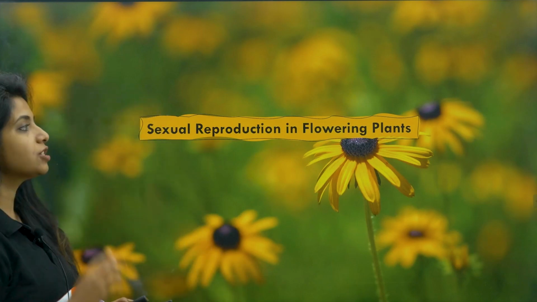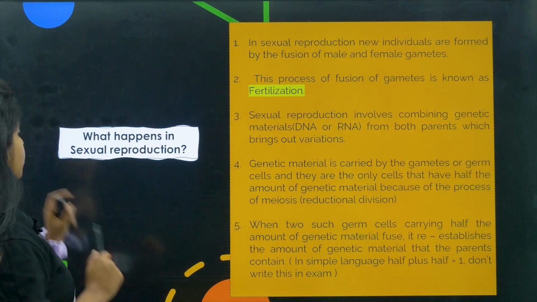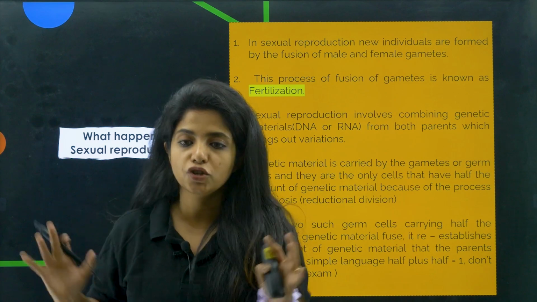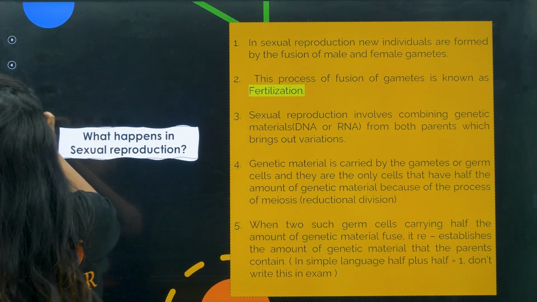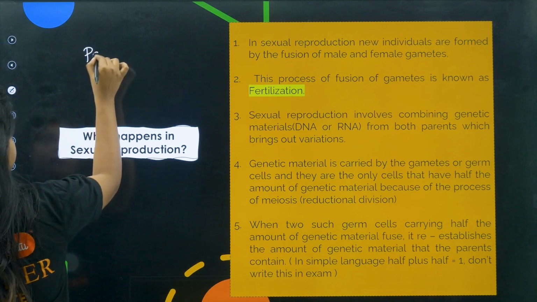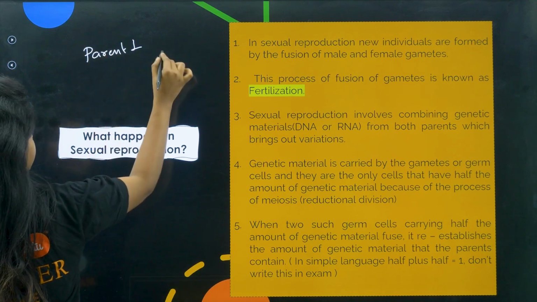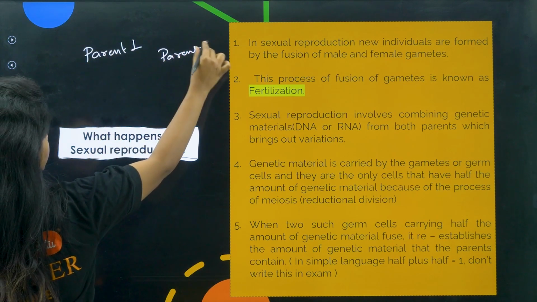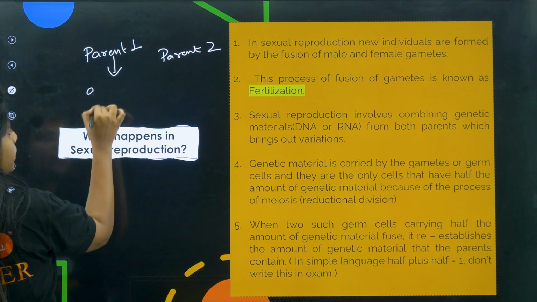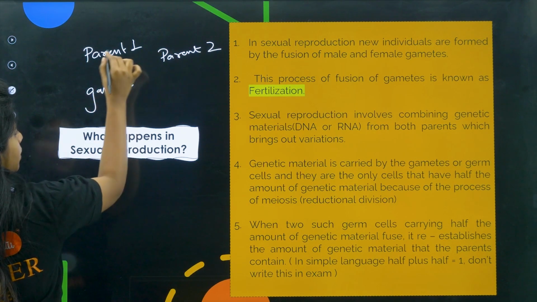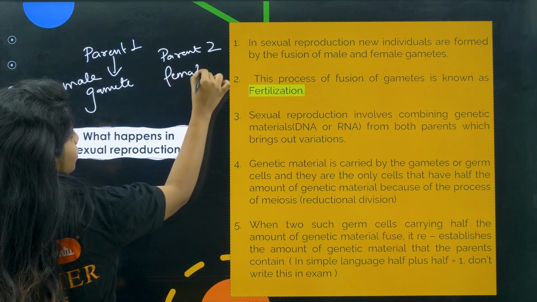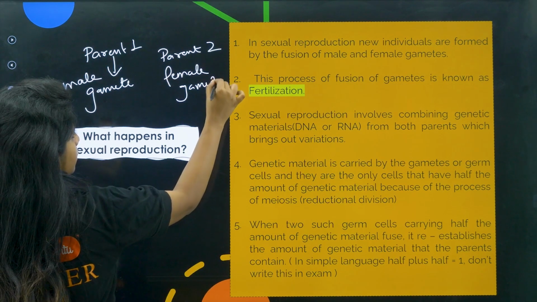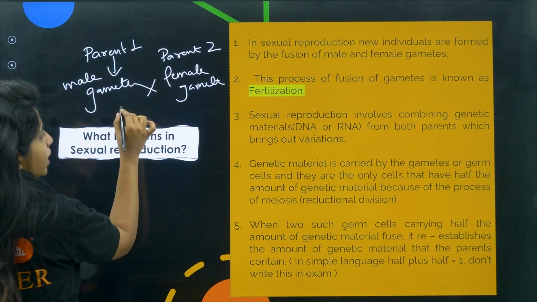Now, sexual reproduction in flowering plants is a topic. First thing, what happens in sexual reproduction, my dear children? What do you mean by sexual reproduction? Basically, here, two parents are involved. There is parent 1 and there is parent 2. Parent 1 will be giving a gamete. Suppose parent 1 is male, so they will be giving a male gamete, and over here parent 2 will be giving a female gamete. Both of them come together, and what do you get at the end?